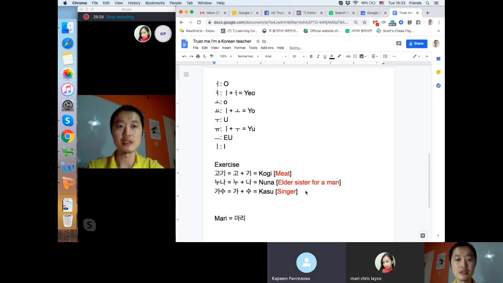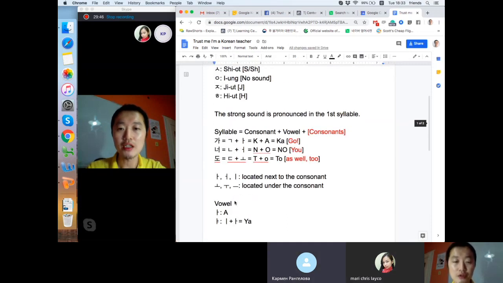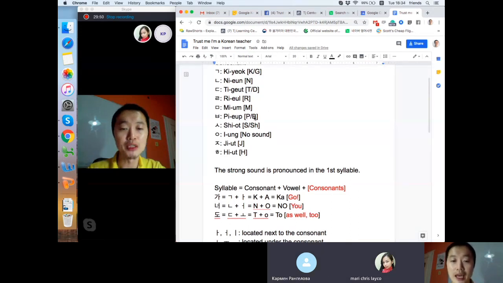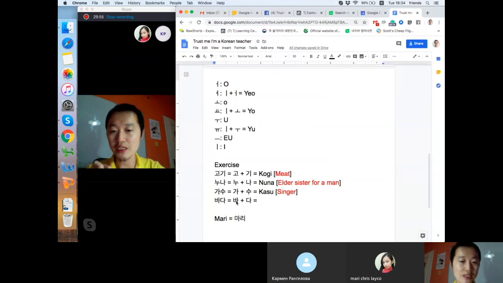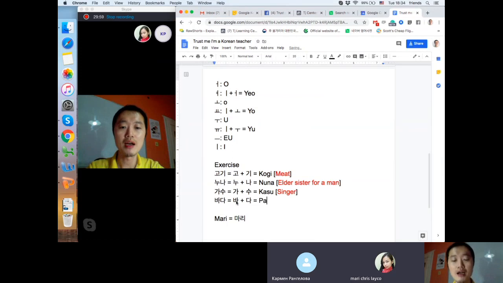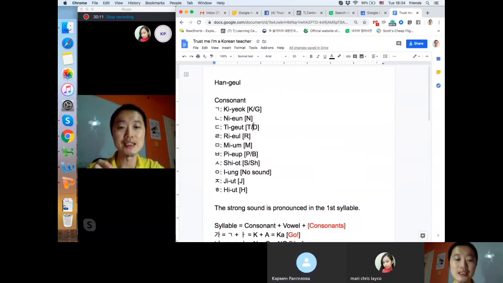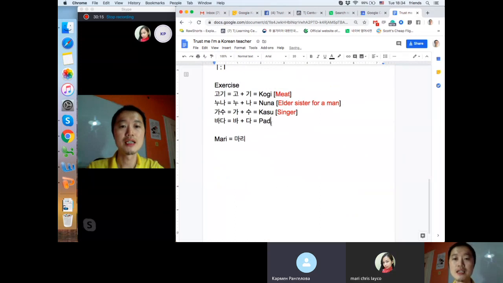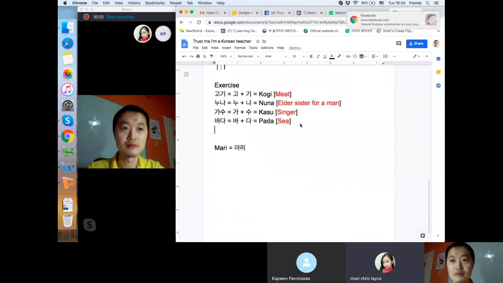Another example is this. The sounds here are p and t. And pieup, you see, it has two sounds, p or b. Here, pieup is in the first syllable, so it must be p. So it is pa. And here, digeut is in the second syllable, not in the first, so it has a weaker sound, which is d. So it is pada. Pada means see.